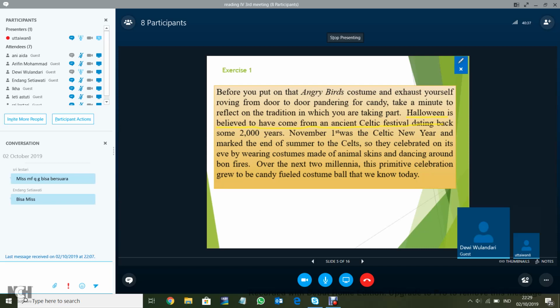Pesta, pesta kostum. Ya, kostum bos, pesta kostum yang diisi dengan permen, candy. Ball isn't it? Ball refers to a party, a celebration. It's not referring to the ball that you kick for a football. Okay. Thank you. Thank you, Mbak Ani, and thank you, Mbak Dewi.